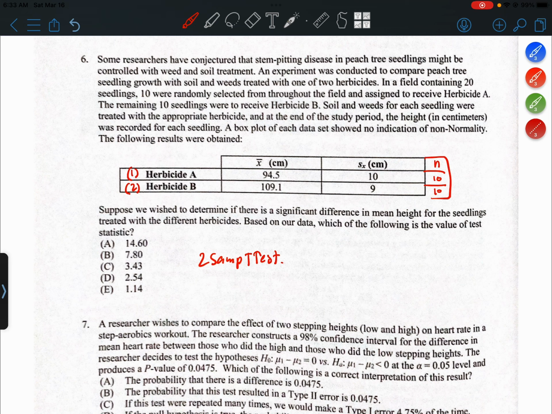The alternative hypothesis, because we're looking for a difference, doesn't specify whether one herbicide would have a greater mean or a lower mean. So I'm choosing the not equal to sign. Pooled, leave it on no, and then calculate. This function gives a test statistic of negative 3.431733, etc.